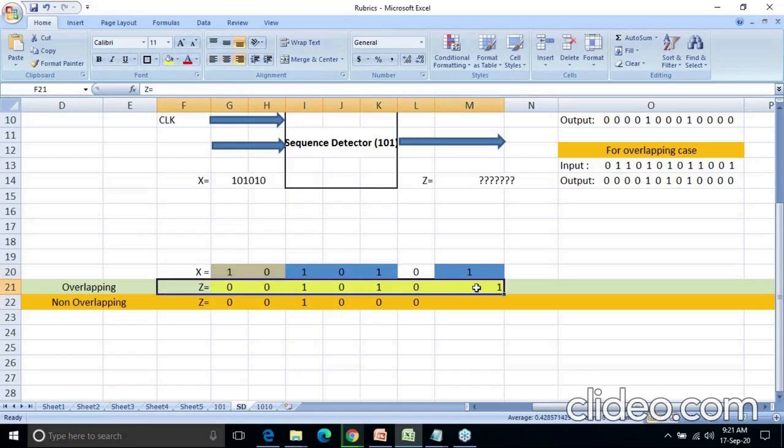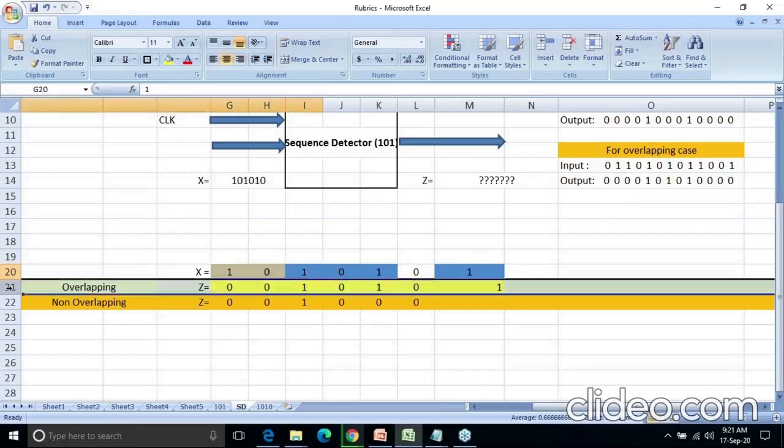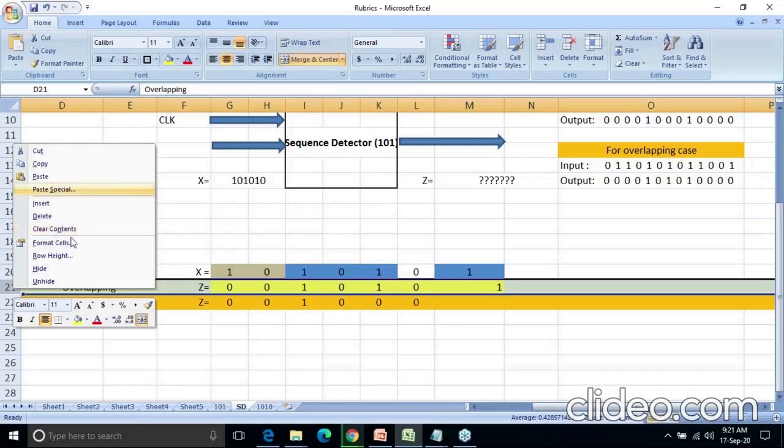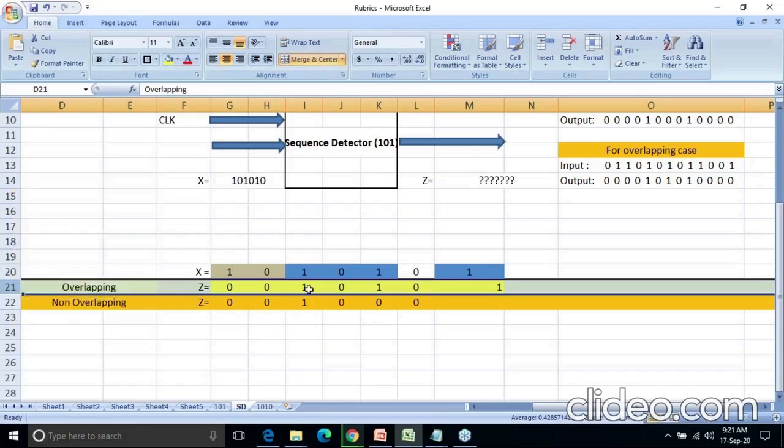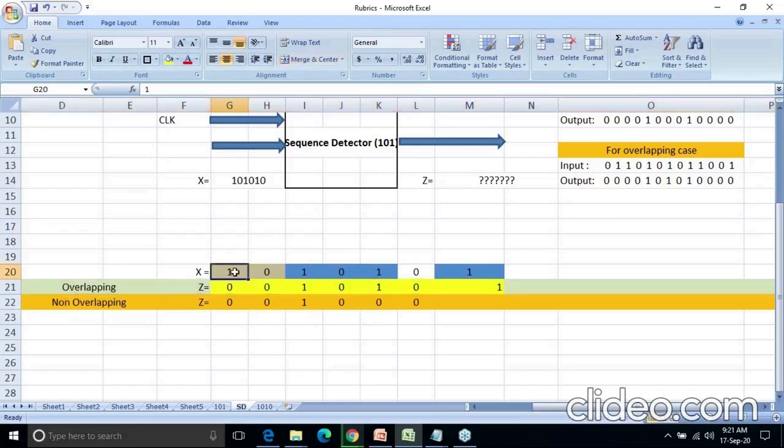So there are 3 numbers of sequence in the input string you have applied. Is it clear? Okay. Now moving toward the concept of non-overlapping. What is meant by non-overlapping? That I have considered this as my first sequence detected. Same way, just don't consider this now. I'm just hiding this, so that you can compare overlapping and non-overlapping. So here you are able to see this is my first input.